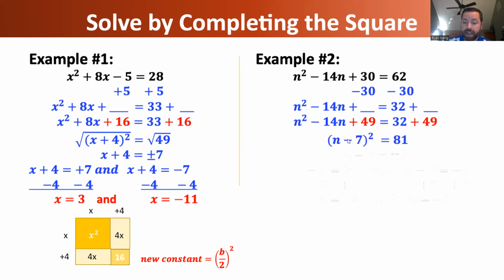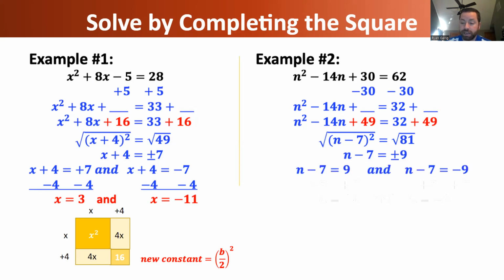Now I can rewrite that as n minus 7 squared, right? Negative 7 times negative 7 was 49. Negative 7 plus negative 7 is negative 14. Okay, so it's n minus 7 squared. 32 plus 49 is 81. Square root of both sides, I get n minus 7 equals plus or minus 9. n minus 7 equals 9, and n minus 7 equals negative 9. Add 7, I get 16, and I get negative 2. And those are my two solutions.